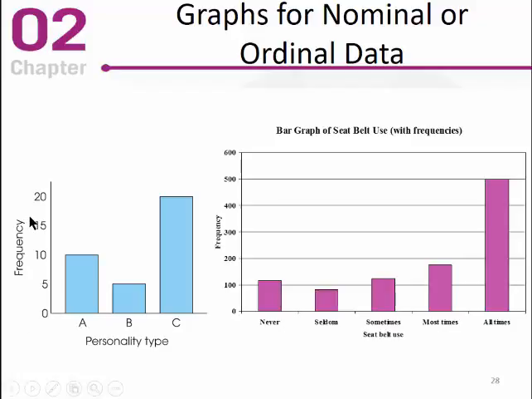Another example could be this bar graph for seat belt use. Again, frequency is on the y-axis, and the categories never, seldom, sometimes, most times, or all the times of seatbelt use are on the x-axis. This is, again, an ordinal variable, but there is no continuation between never and seldom. Either you said you never wear your seatbelt, or you seldom wear your seatbelt, or sometimes, most of the time, all of the time. You can see there is some order to these categories. So a bar graph is appropriate for nominal and for ordinal variables.